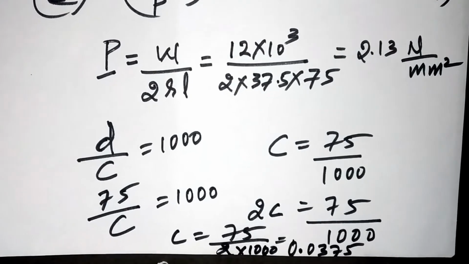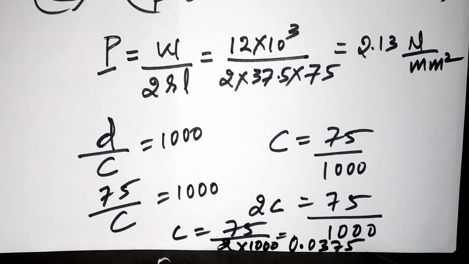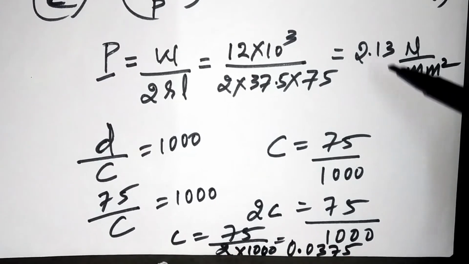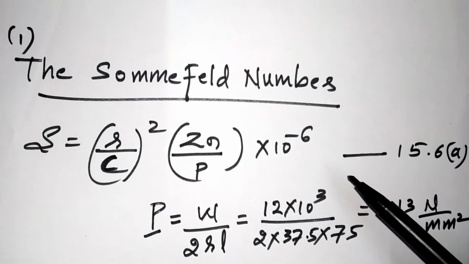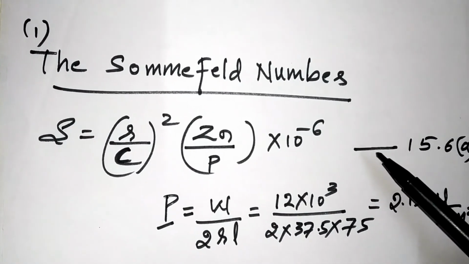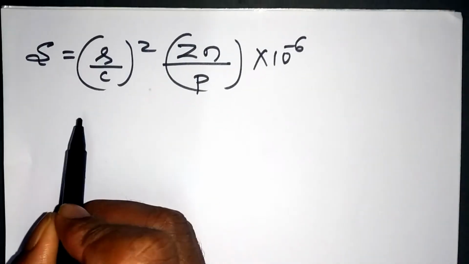So I'll get the small c value as 0.0375. Now we have the value of P and small c. Now I'll substitute back in my main equation. So now let us find out the Sommerfeld number. Okay, now I'll substitute the values.